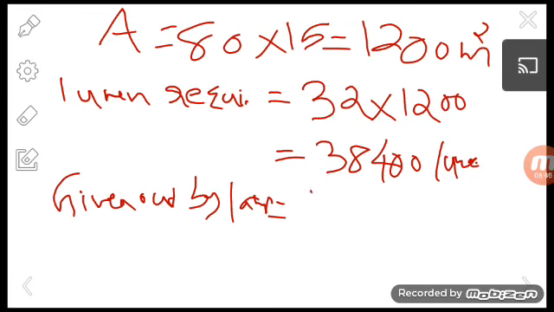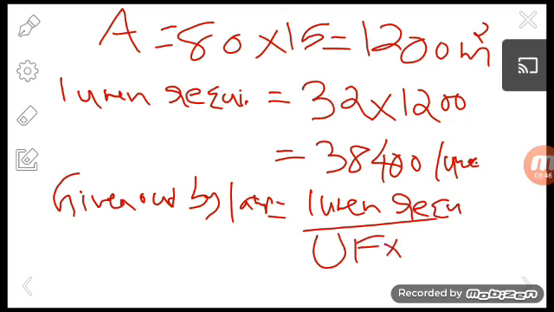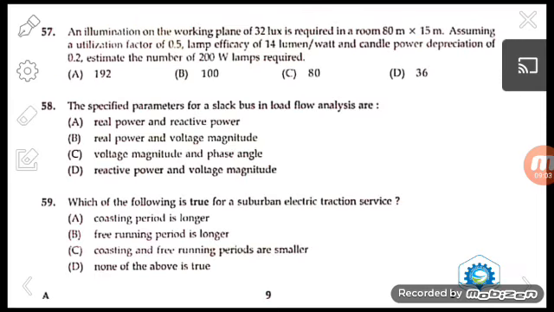That is, lumen required divided by UF into MF. The utilization factor is given, and MF means the maintenance factor. Maintenance factor is 1 minus the depreciation, the candle power depreciation.